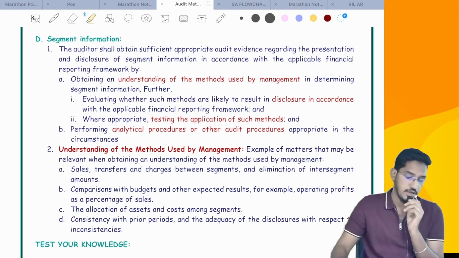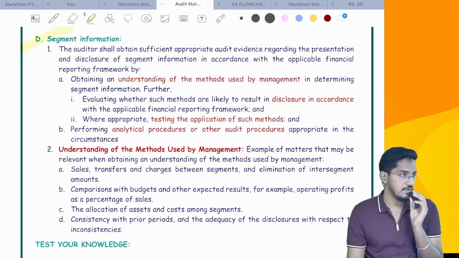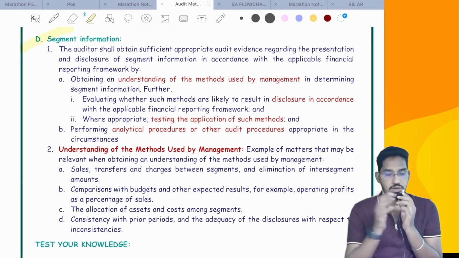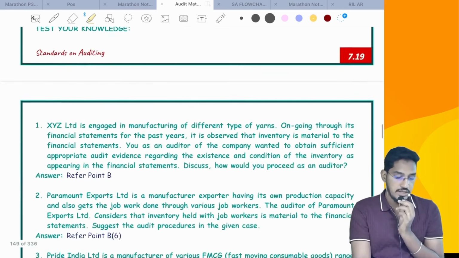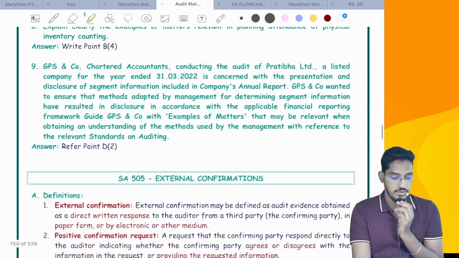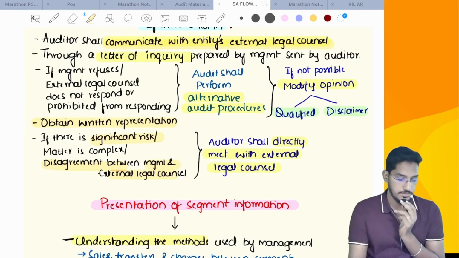Understood? So this is what you are supposed to do regarding segment information. Understood everyone? Shall we proceed further? So that's all. SA 501 has been completed. Now we will talk about SA 505, which relates to external confirmation.